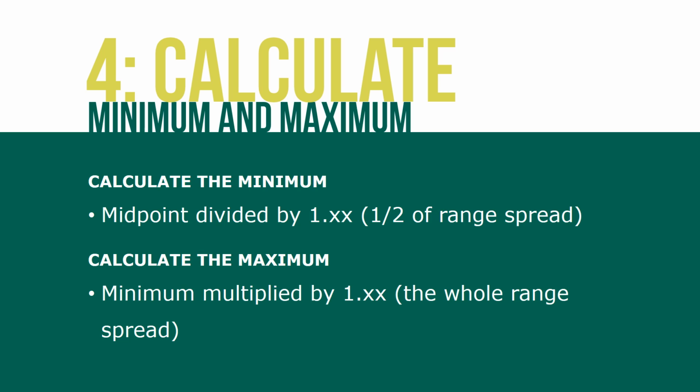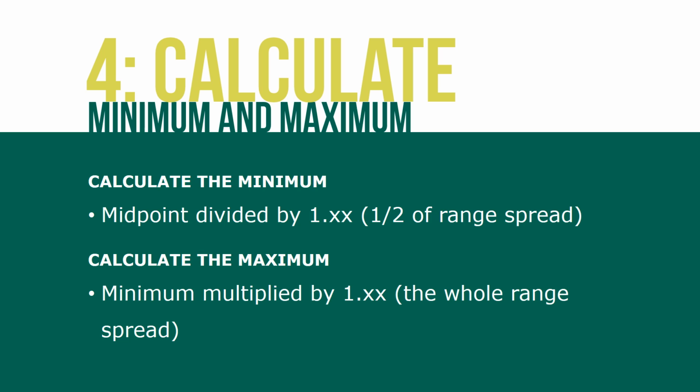Let's take a look at a step-by-step example. To calculate the minimum, divide your range spread in half. Then take your midpoint and divide it by 1.xx, with xx equaling half of your range spread. For example, if your midpoint is $30,000 and you want your range width to be 40%, then you would divide the $30,000 by 1.20. This equals $25,000. $25,000 is your minimum for the range.